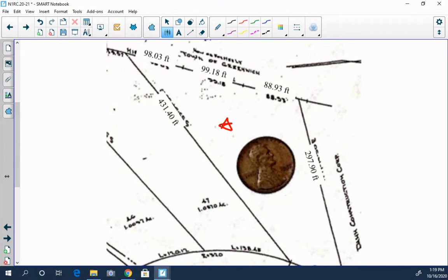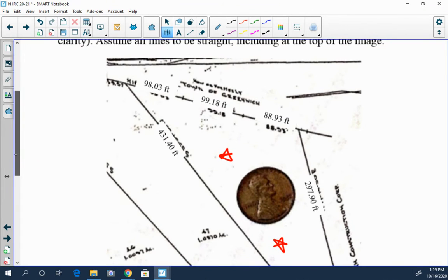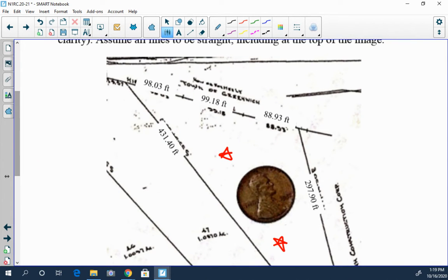This strange looking piece that the penny is sitting within. And so the question: can you find the area of that piece? The numbers are written a little funny, but here they are. We're going to treat this back stretch right here as a straight line, and it's the sum of the 88.93, the 99.18, and the 98.03 feet. This is all in feet.